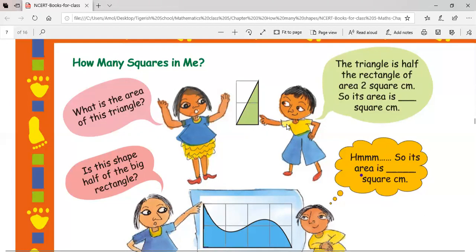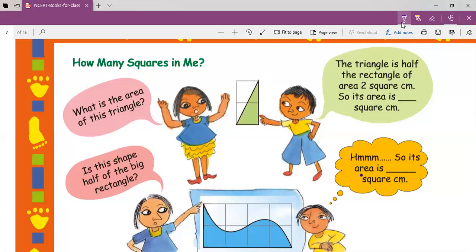So let's see what the other girl is saying. The triangle is half the rectangle of area 2 square centimeter. So its area is dash square centimeter. So the girl is saying that the triangle is half of that rectangle. If you observe properly, you can see the triangle is half of the rectangle. Yes, see, this is your rectangle.